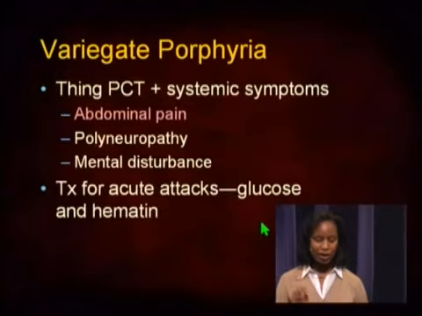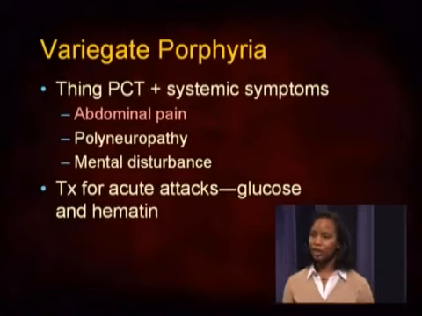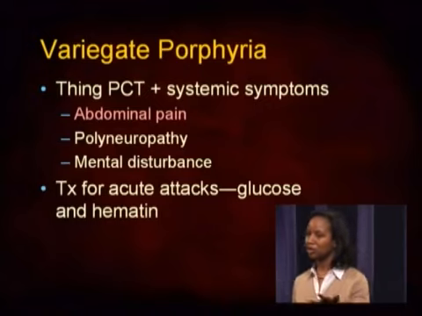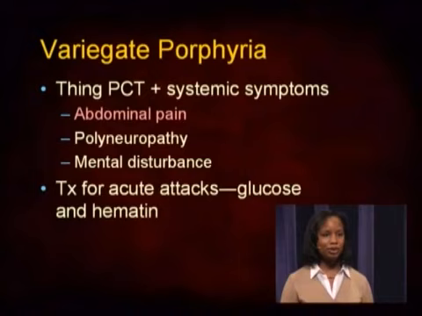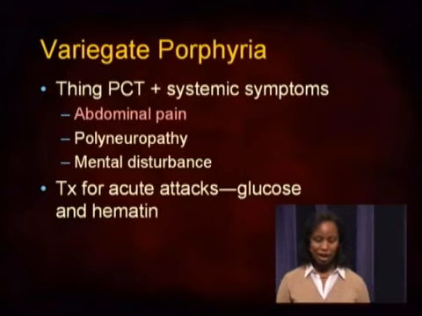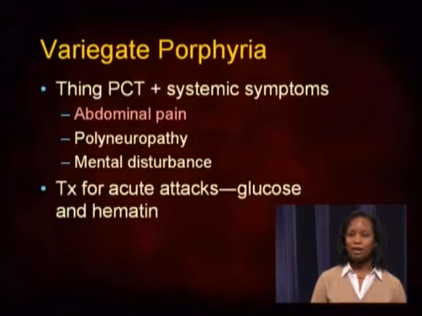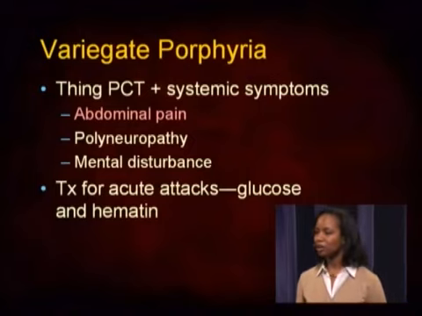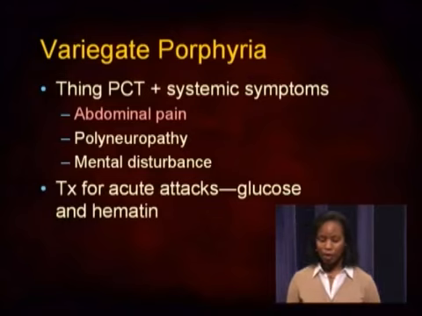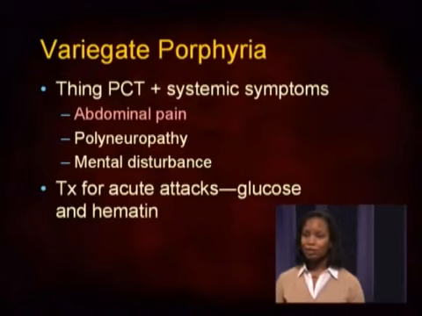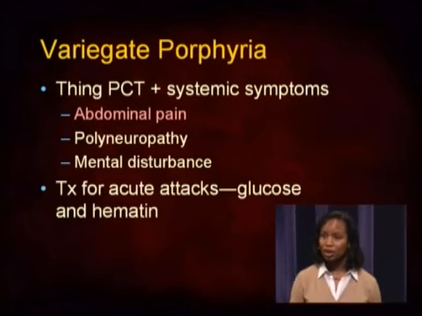Variegate porphyria is another type of porphyria, and for this, the thing to do is think of porphyria cutanea tarda, so all of the things that we just talked about, in addition to systemic symptoms. Most frequently, abdominal pain is a common finding in these patients. Patients can have very severe abdominal pains, resulting in frequent trips to the emergency room, and sometimes they even end up having exploratory laparotomies looking for some kind of problem because their abdominal pain is just so severe. They can have neuropathy and also mental disturbances associated with this, and these patients are treated with glucose and hematin for acute attacks.